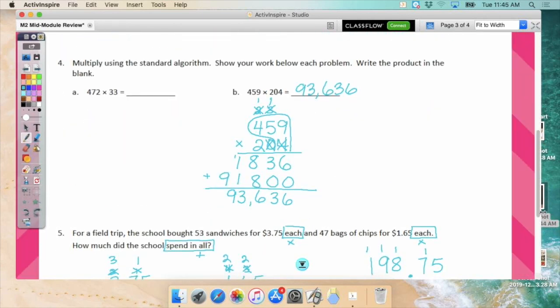Okay, so this one's kind of fun because we've got the same multiplication problems twice. So we're taking it times 3, and then we're taking it times 3 again.